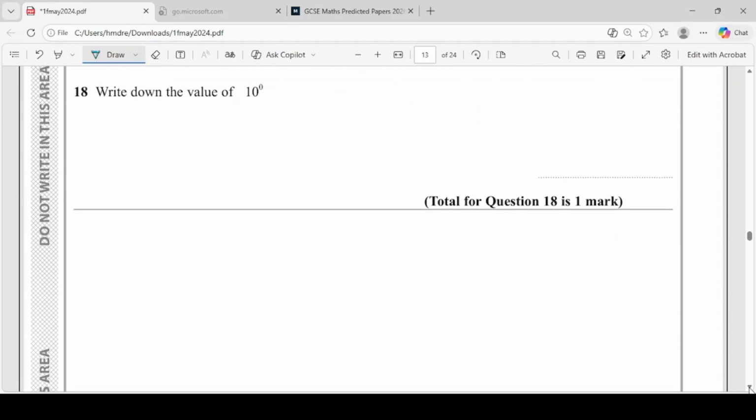Question 18, write down the value of 10 to the power of 0. This is an index law that you have to know. Anything to the power of 0 is just 1. So 10 to the power of 0 is just 1.